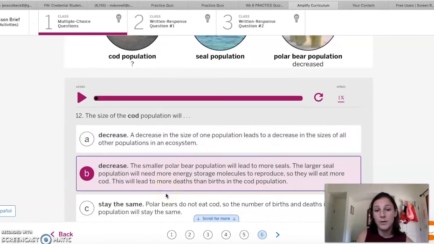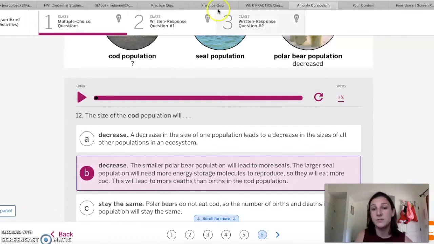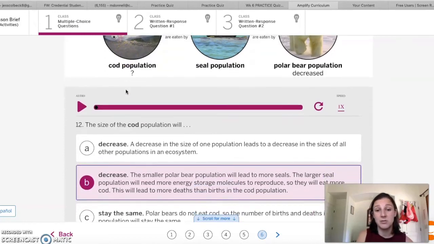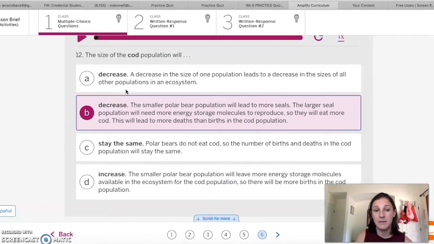The smaller polar bear population will lead to more seals. Sounds right so far. We just talked about that. The larger seal population will need more energy storage molecules to reproduce, so they will eat more cod. This will lead to more deaths than births in the cod population. So that's essentially what we were just talking about, right? Fewer polar bears, more seals. All those seals are hungry, eating more cod, more deaths in the cod population, it's going to decrease. That sounds pretty correct to me.